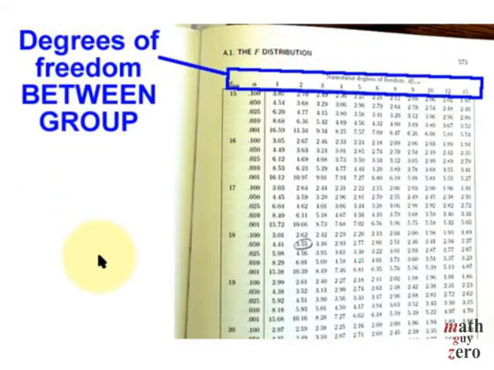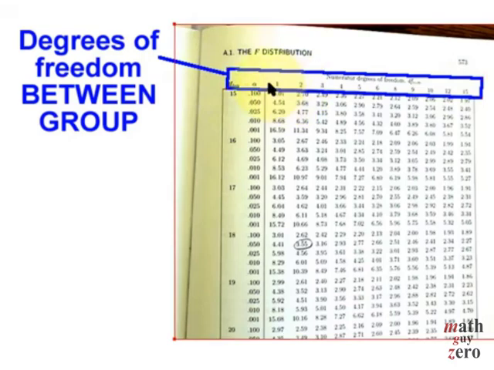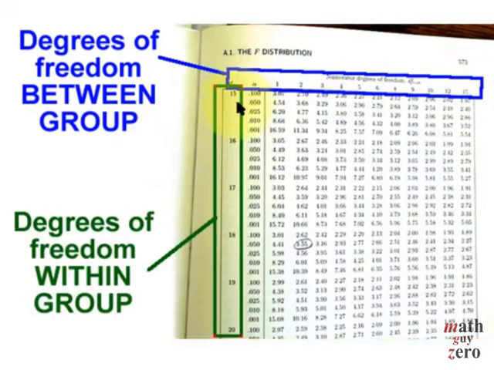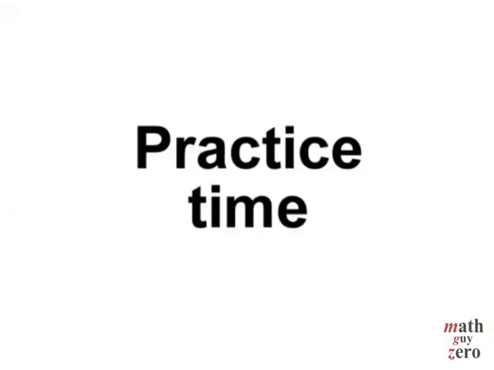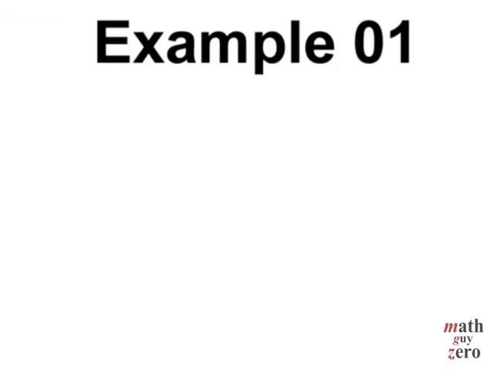So this is how you look it up. From your ANOVA table, your column titles up here are your degrees of freedom for your between group. And then the ones going up and down vertically here are the degrees of freedom within group. So let's do one or two. Here's the first example.